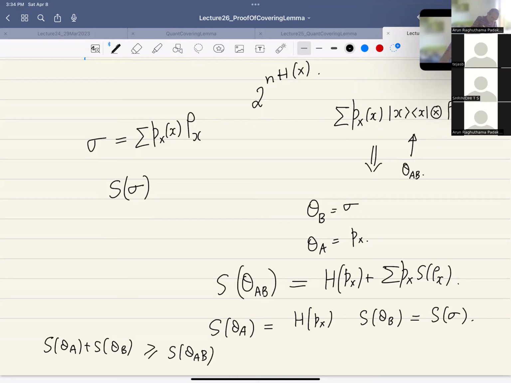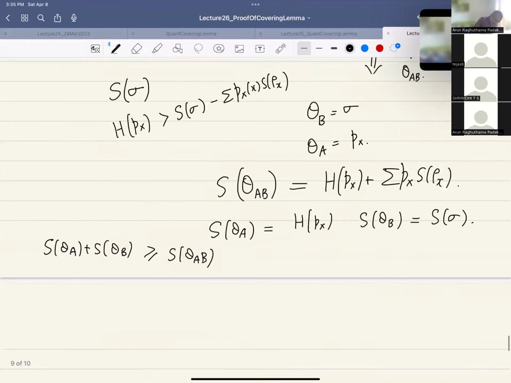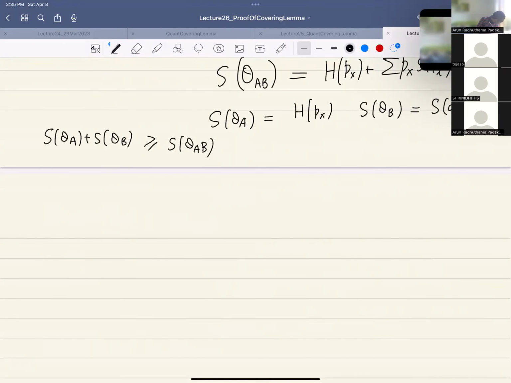I want to try and show that in general, h of the distribution Px is strictly larger than S of sigma minus the sum of Px of x S of rho x. I think we had this as convexity. Remember, we had one theorem in the class which said something like this.